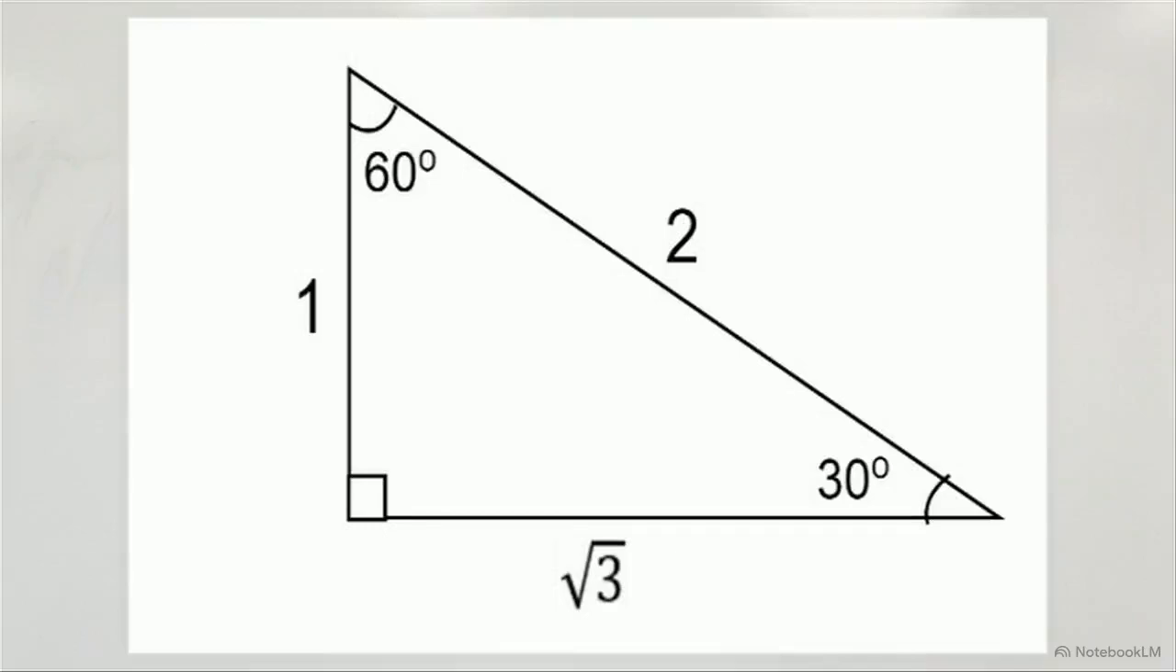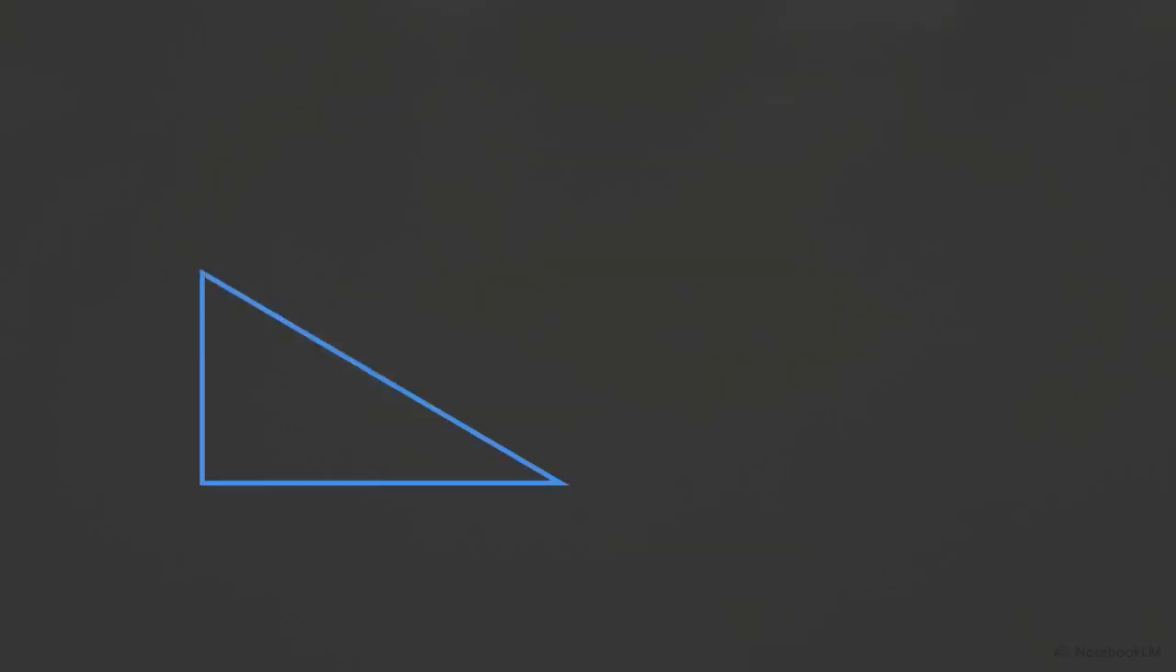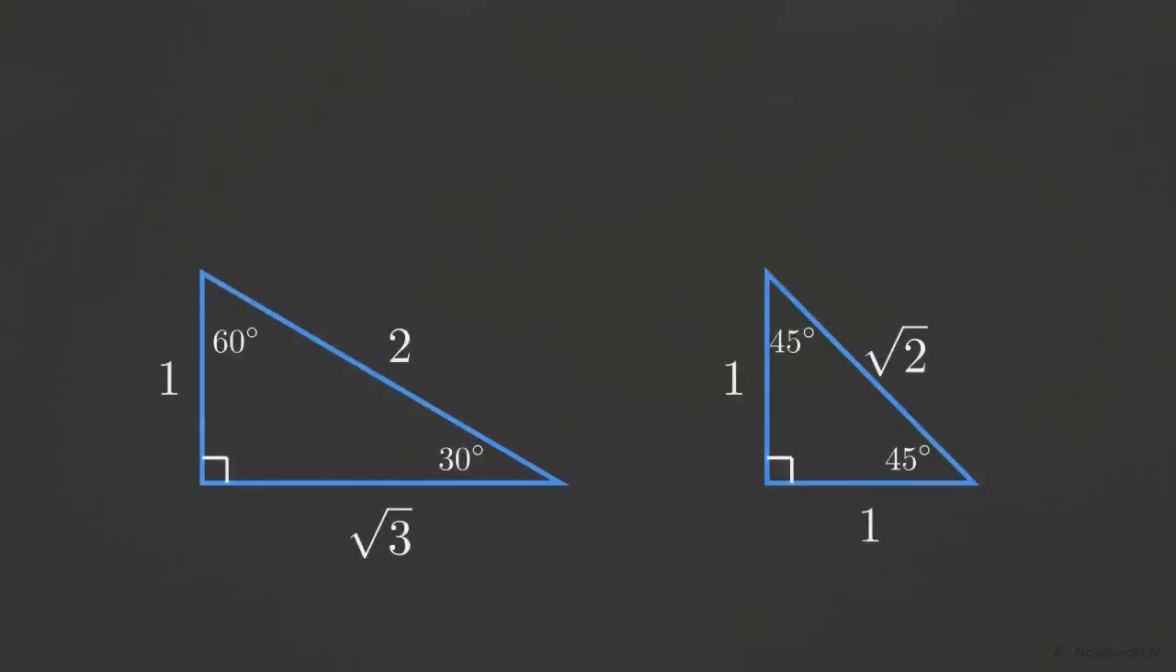A 45, 45, 90 simplifies to a 1 to 1 to 2 ratio, but sides are 1, 1, and root 2. You cannot guess a shape's dimensions simply by looking at its angles. The physical side lengths of triangles follow distinct proportional rules.